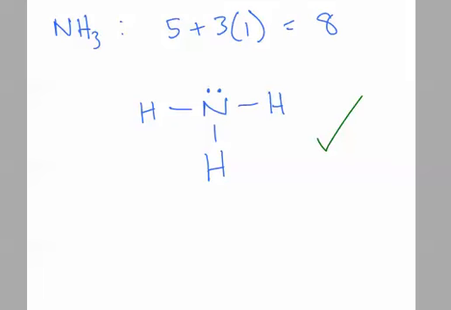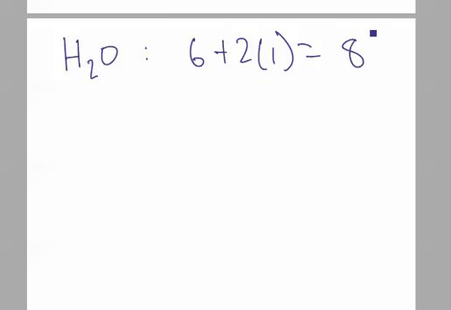Okay, so our last very simple example here is going to be the water molecule. So we have H2O. Again, we start by counting valence electrons. So oxygen has 6 plus our 2 hydrogens. Again, we have 8 valence electrons, so we're keeping it simple here.